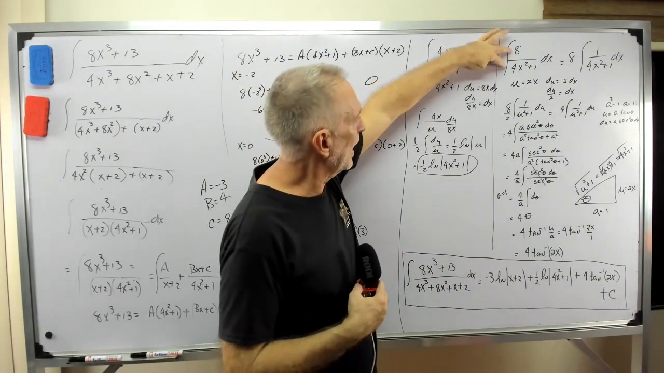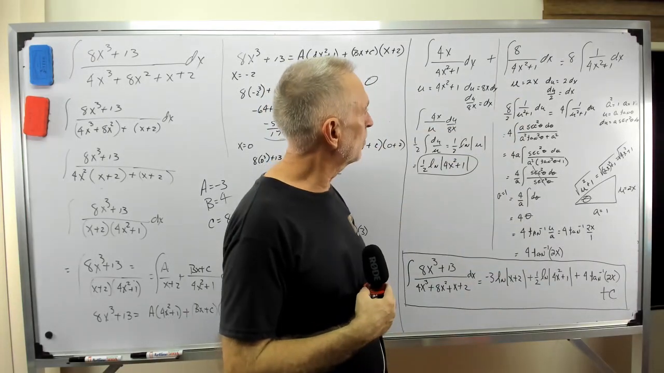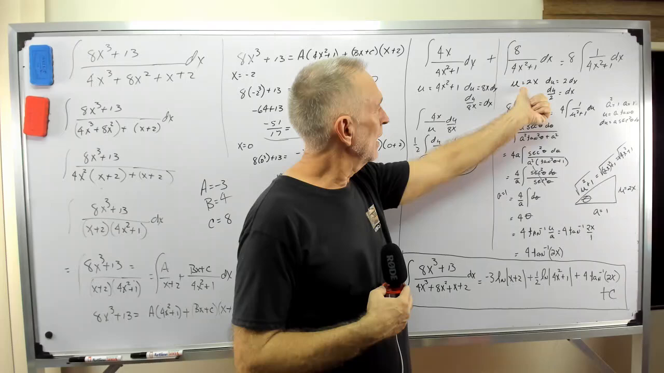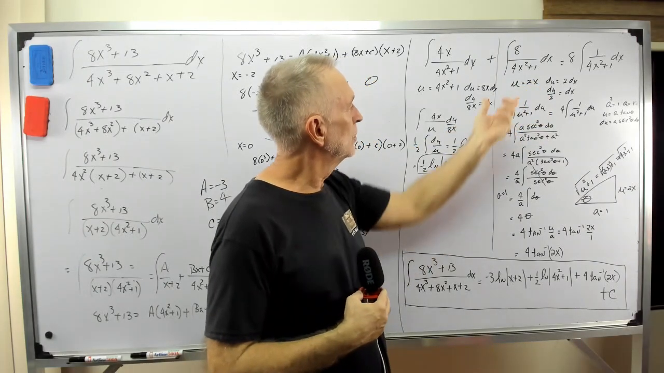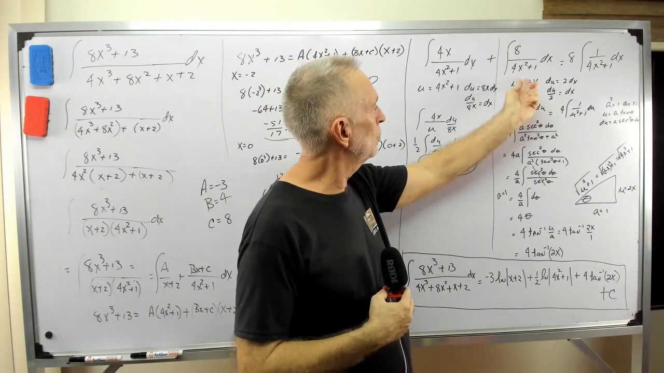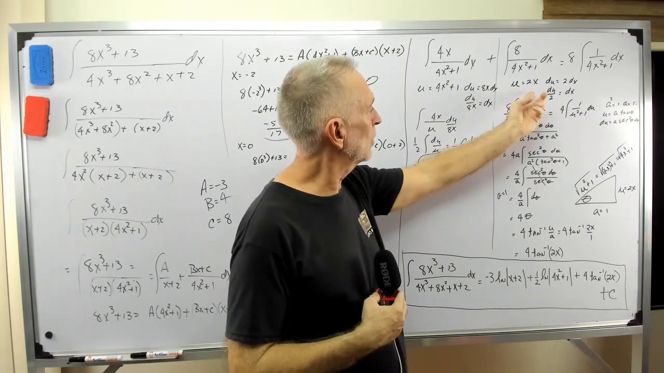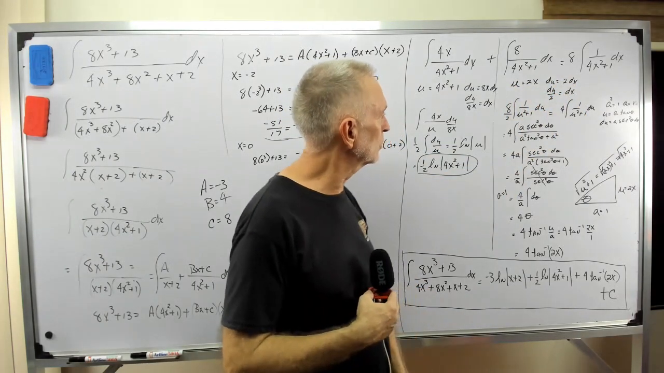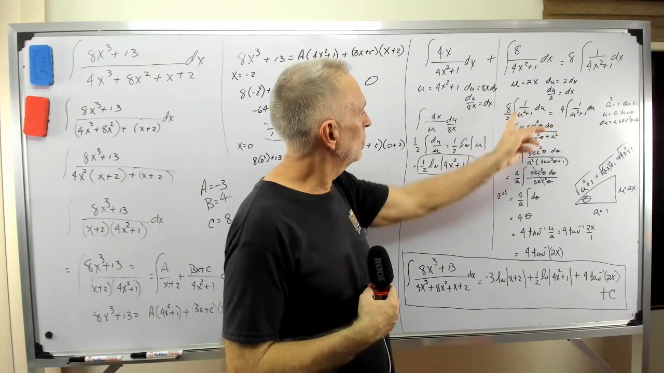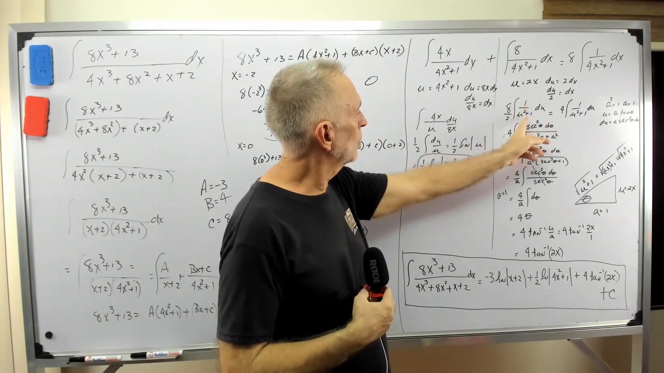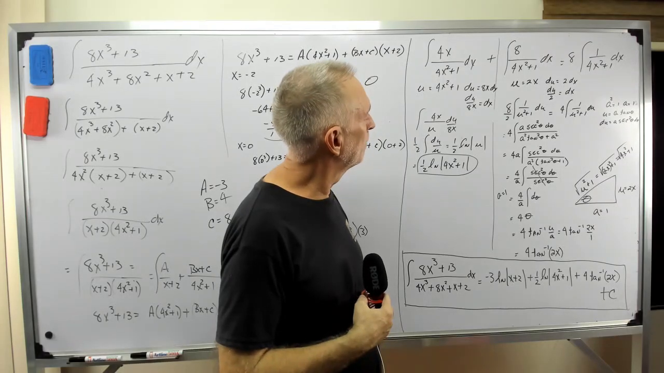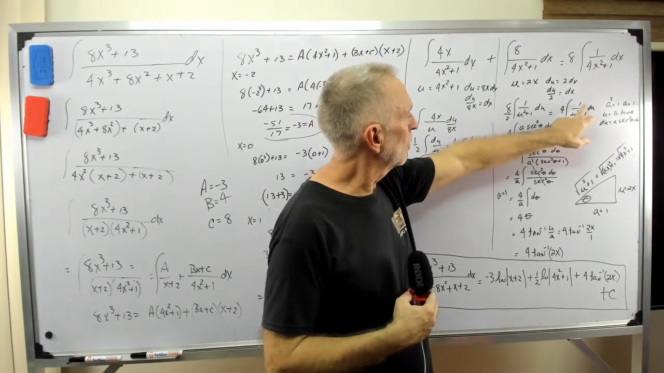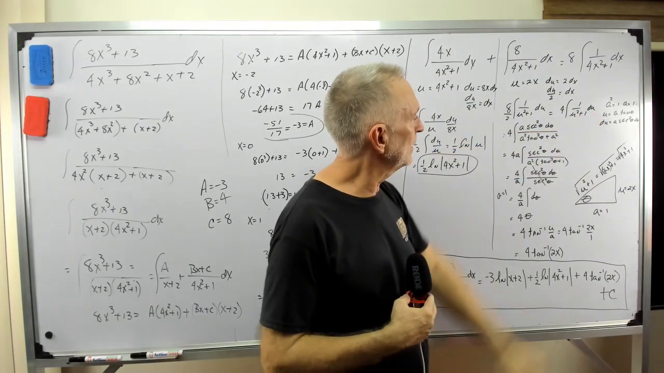Now let's work with the 8 over 4x squared plus 1. So I pull the 8 to the outside. I let u equal 2x. So if u is squared, that gives me 4x squared. Okay, so du is 2 dx, du over 2 is dx. So du over 2, and this is 1 over u squared plus 1. Okay, so 8 over 2 is 4. So 1 over u squared plus 1 du.